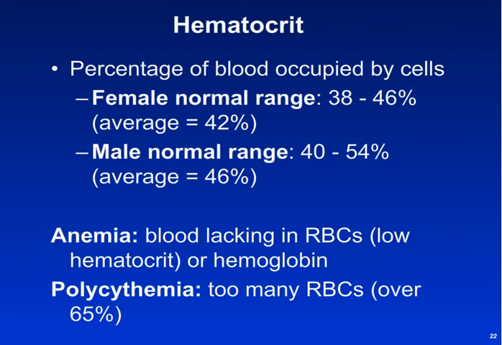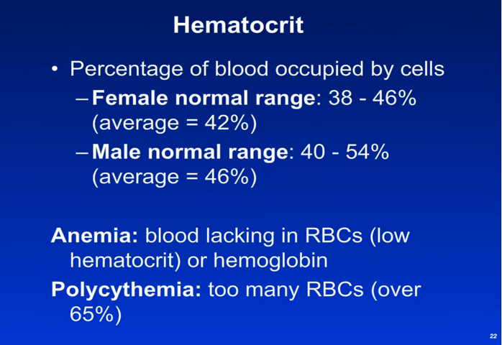And on average, males have a hematocrit somewhere between 40 to 55%, whereas females have one that's between 38 and 46%. That means that if we spin down their blood, 38 to 46% of that will be made up of cells, and the remainder will be made up of plasma. And so we can use the hematocrit or packed cell volume as an indicator of our oxygen carrying ability. Now, it's not absolute. There's other indicators as well.